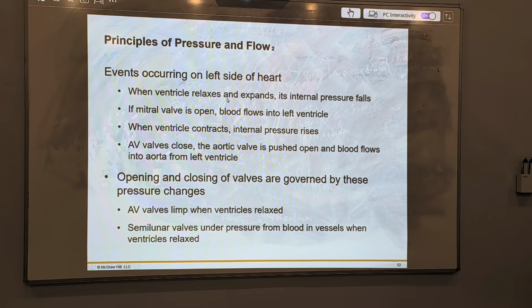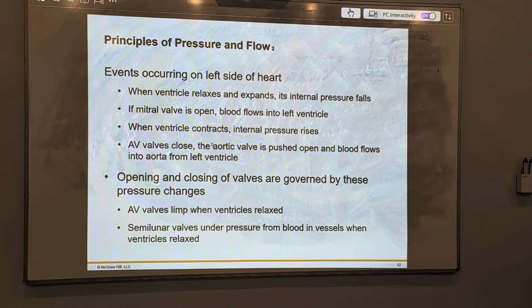When a ventricle relaxes, the volume of the ventricle is going to expand and is going to increase. So the pressure falls and the blood goes from the atria into the ventricles. Then the mitral valve opens, the blood is going to flow into the ventricle.